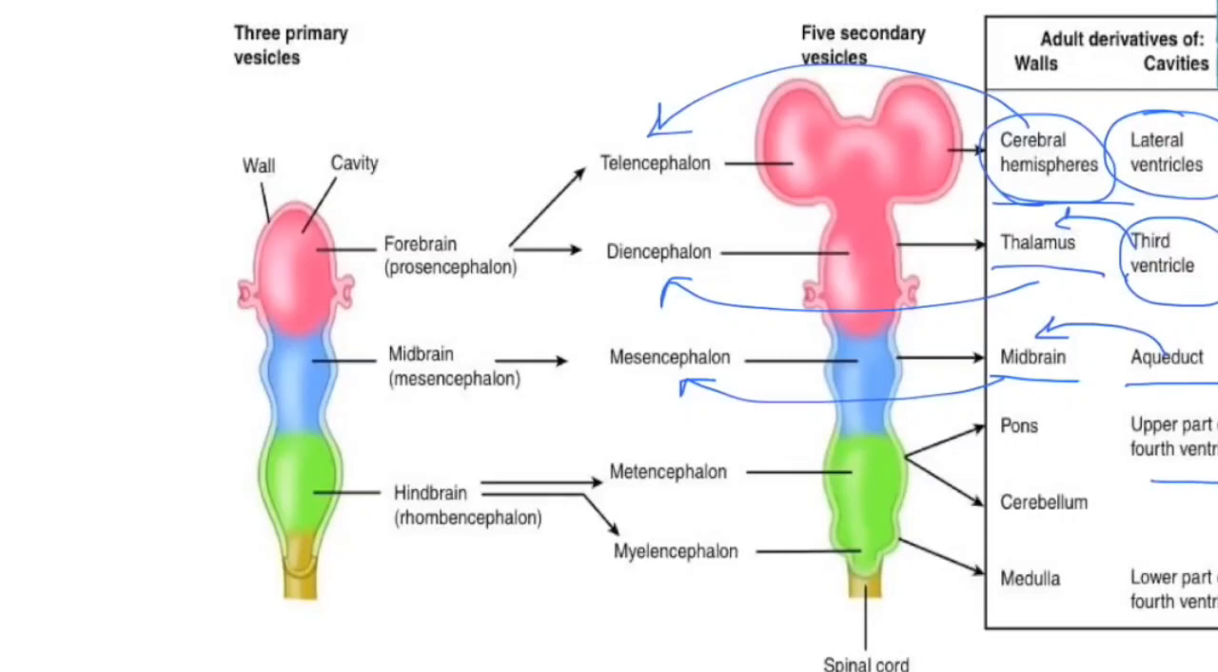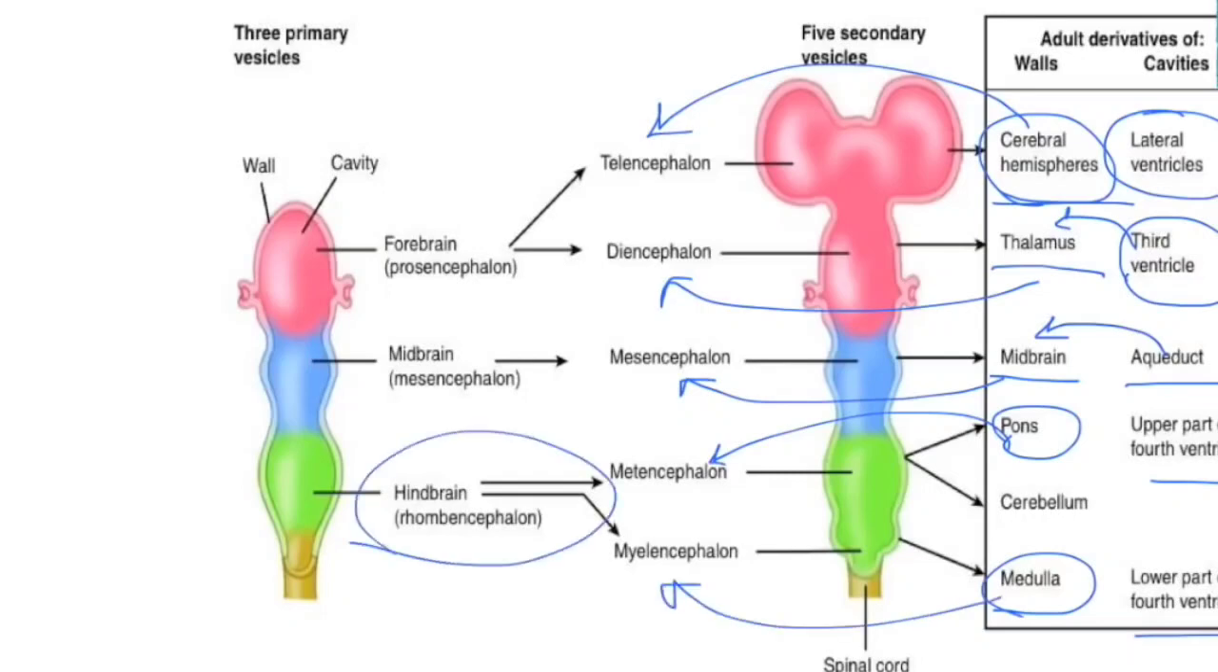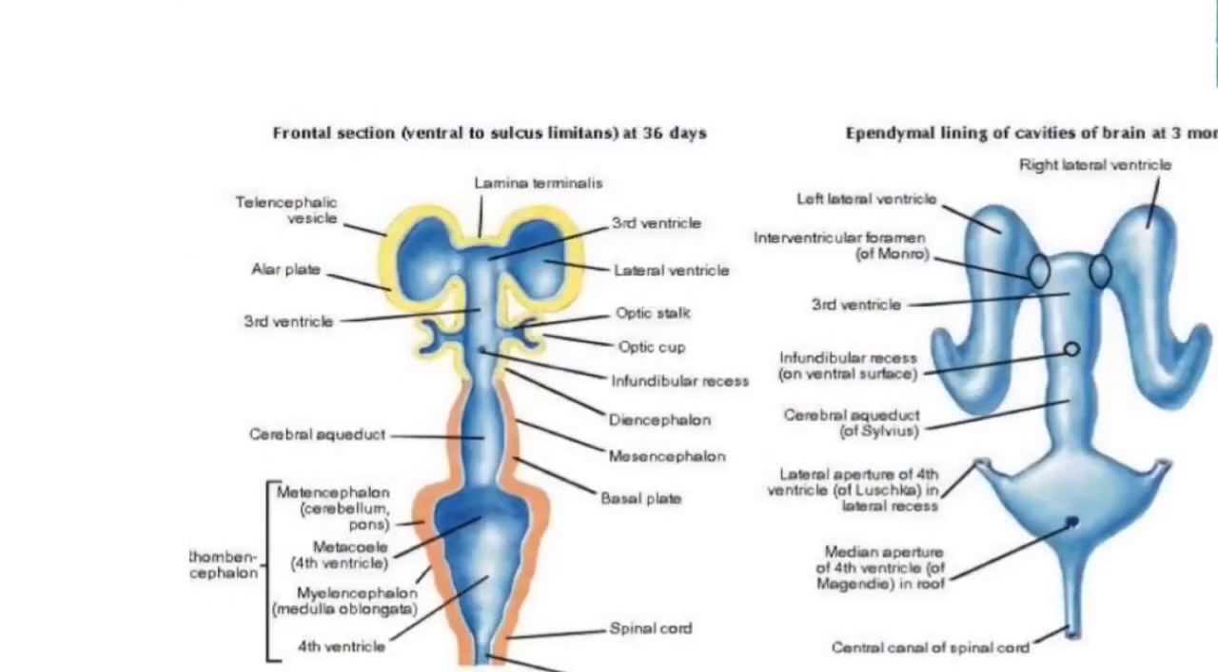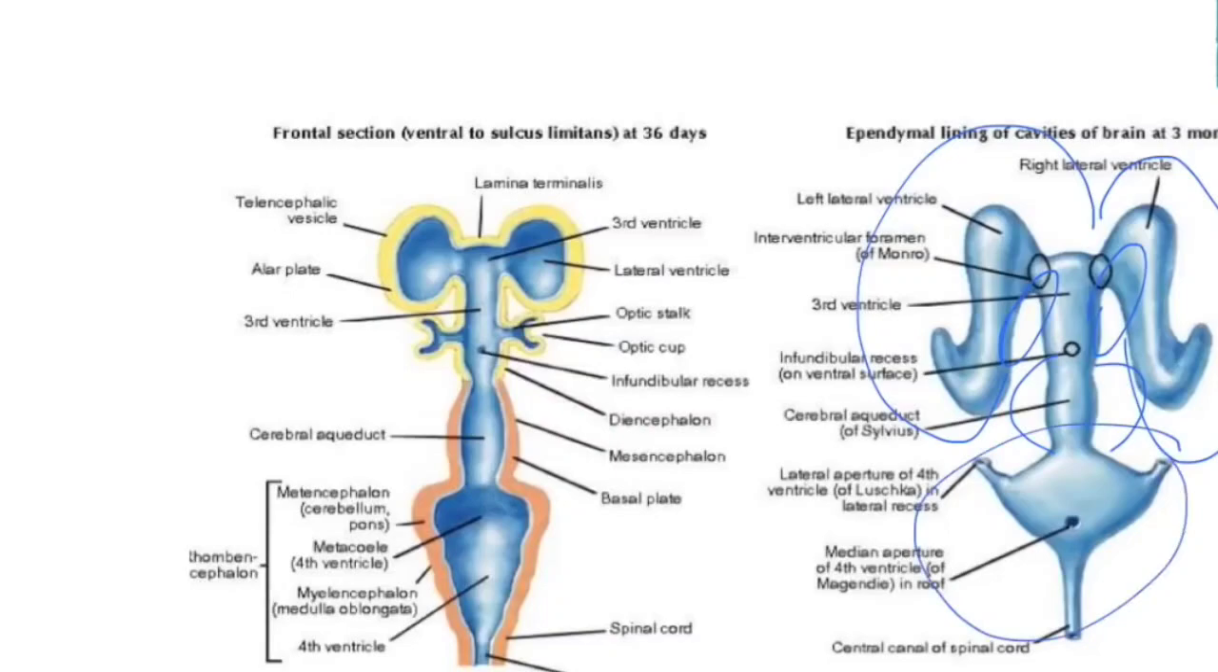It comes from the same structure that gave the medulla and the pons, which is the metencephalon and myelencephalon, eventually coming from the rhombencephalon. So this is just for you to imagine. This is the lateral ventricle, within the cerebral hemispheres here. This is the third ventricle within the thalami, and this is the aqueduct of Sylvius within the midbrain here, and the fourth ventricle within the pons and the medulla oblongata.